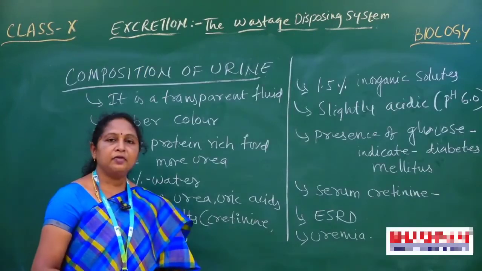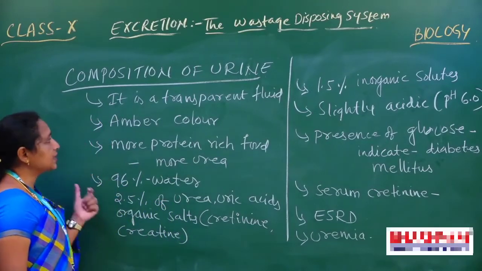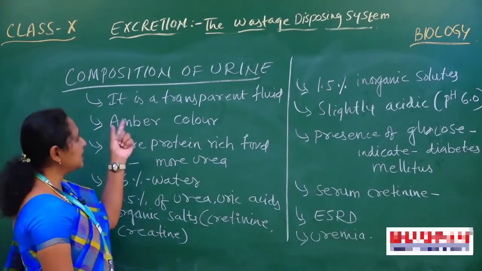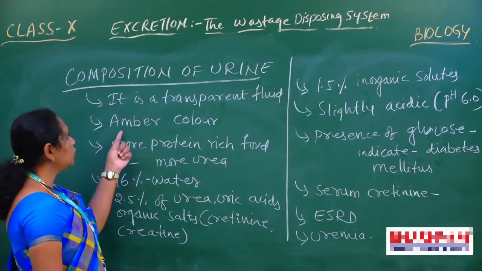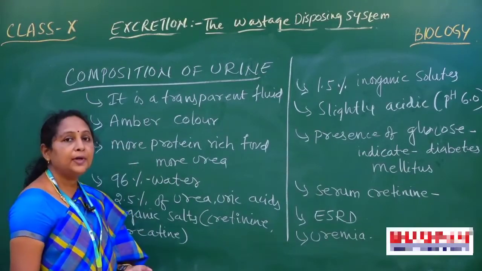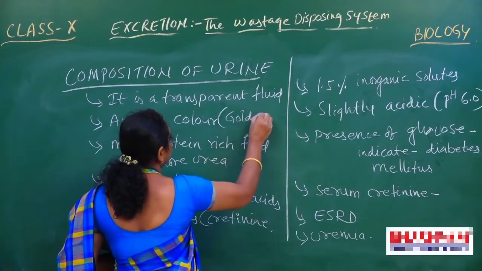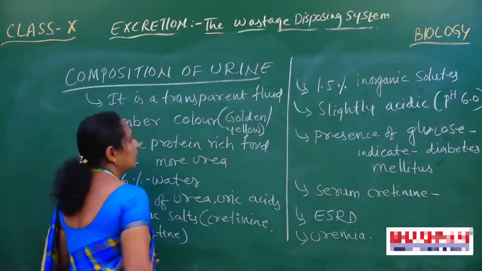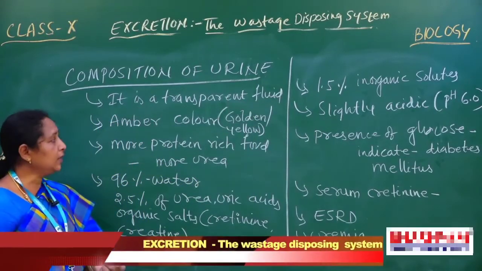So students, let me see what the composition of urine is. Here let me discuss the nature of the urine. It's a transparent fluid, very transparent, but it gives an amber color. Amber color means light golden color or yellow in color.